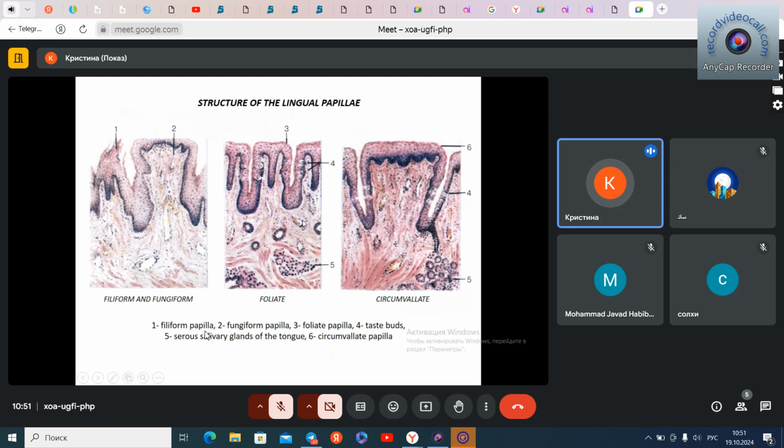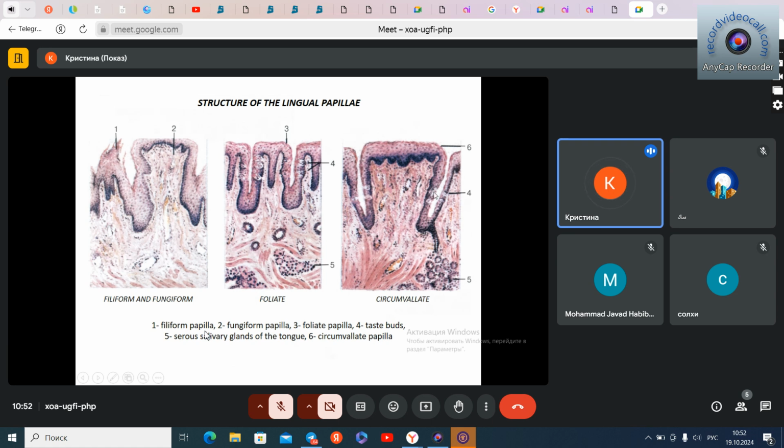Next, foliate papillae can be present on the lateral surface. Here we see their primary papillae and secondary should be here. They are smaller. On the lateral surface, in the layer of epithelium, we can see here several taste buds. They are located on the lateral walls of the papillae. And here we see the circumvallate papilla.